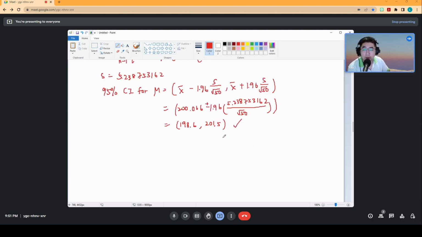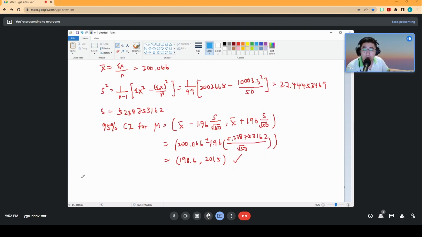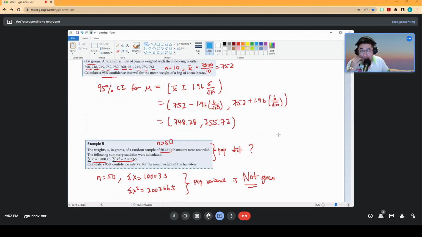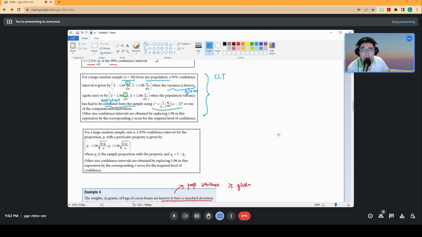Okay, so as you can see, this is what happens when the population distribution is not known and at the same time the variance is not given. So we need to apply CLT. Then the last one, for a large random sample of size n, a 95% interval for proportion. So this one we say it as 1 minus alpha, 100% CI for P.